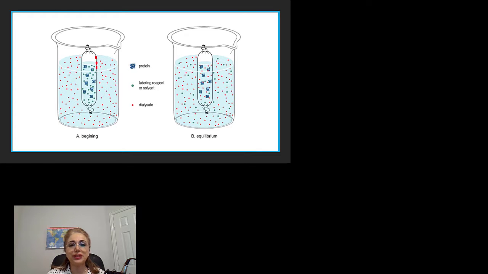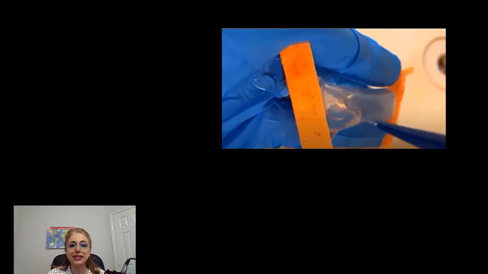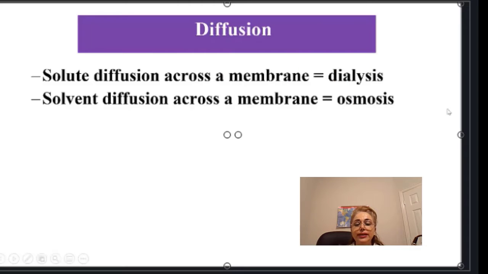Today we will go over dialysis technique and also we will watch a lab demonstration. As you recall, in diffusion, molecules or substances move down their concentration gradient. The solute diffusion across the selectively permeable membrane is called dialysis.